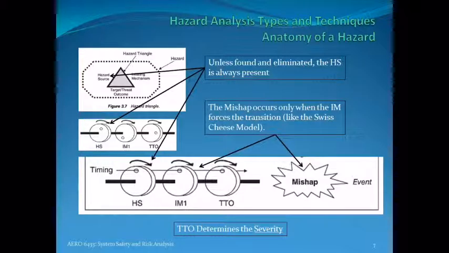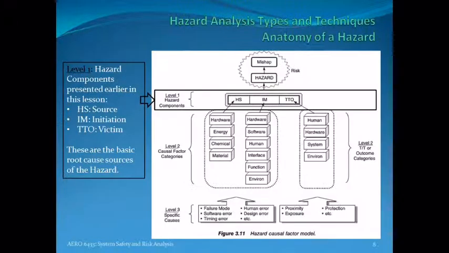Here's another depiction of how the three hazard components must line up to allow a mishap. The hazard source and the initiating mechanism and the victim are all in the same proximity, same time. And so one of the illustrations how hazard can line up and result in a mishap, similar to the Swiss cheese model that you've probably seen. And that's the tip of the iceberg with regard to hazard anatomy.